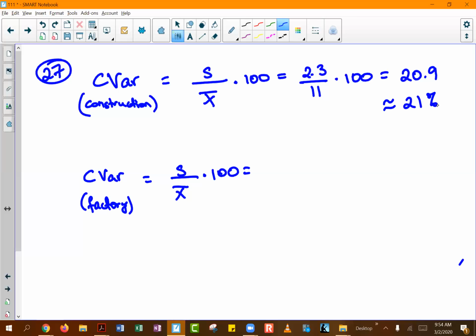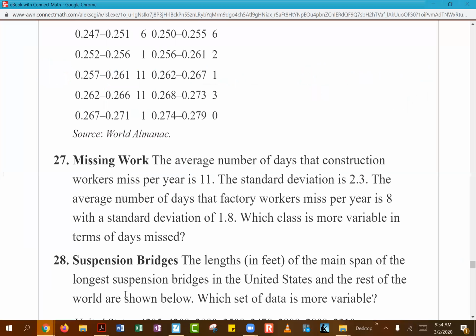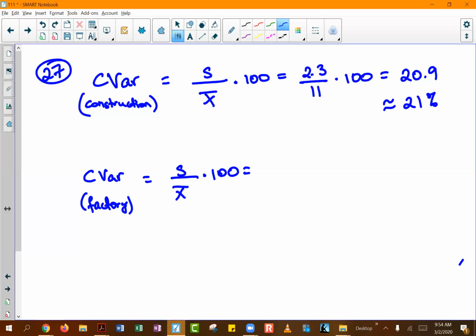And then for the factory workers, they were telling us the mean or the average is 8 with a standard deviation of 1.8. And what did this one come out to be? 22.5. Very good. So which set is more varied?